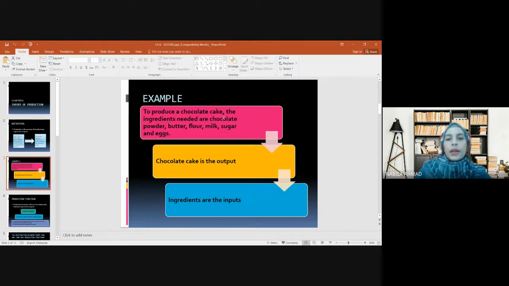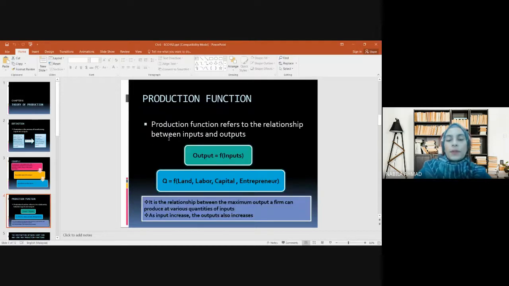For example, in order to make a chocolate cake, so we need the ingredients. For example, chocolate powder, butter, flour, milk, sugar, and eggs. Okay, so the ingredients would be the input and the chocolate cake would be the output, right? Okay. And we have the production function.